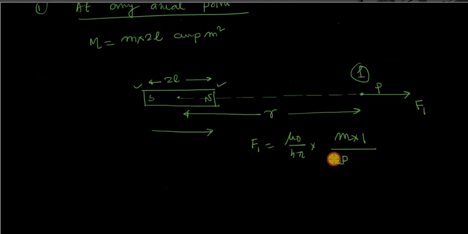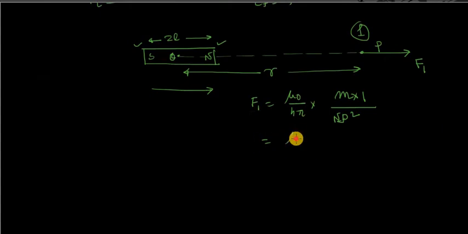What is NP? CP is r, and CN, or say ON, is l, because NS is 2l, so ON is l. So NP is nothing but r minus l. So this is your mu 0 by 4 pi m by NP square, where NP is r minus l whole square. This is your F1, the force at this point on the unit north pole, outward.